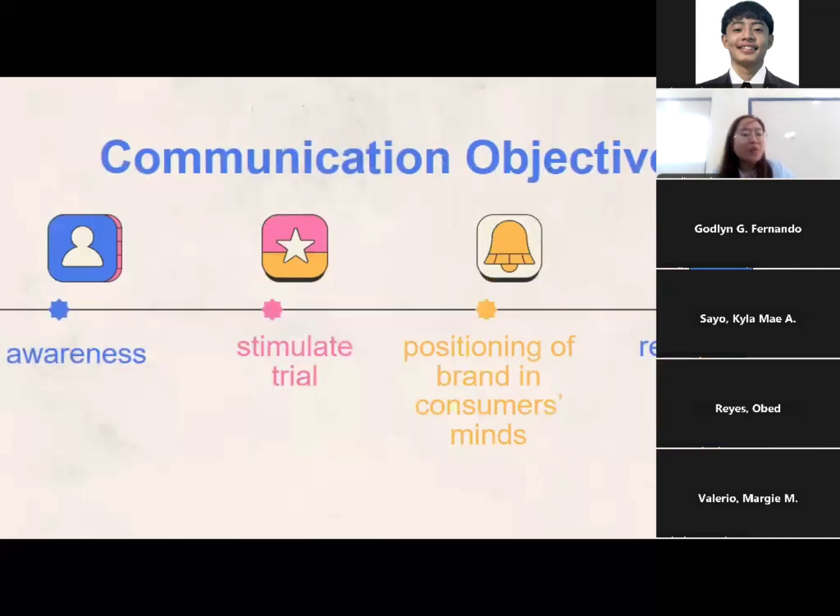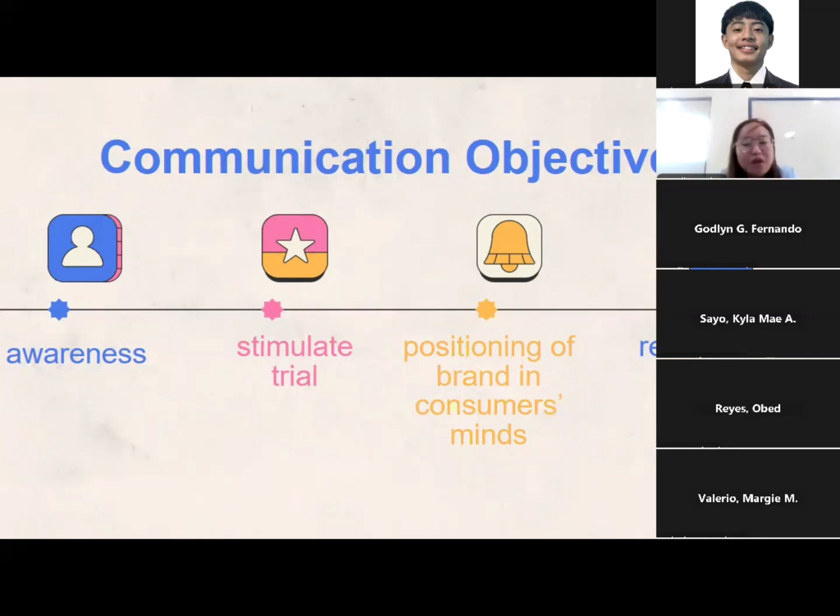So continuing with our discussion, let's talk about awareness. This is when you make people aware of your product, getting people to know about a brand or product. You can also stimulate trial, for example, encourage people to try a new product for the first time. Or we can do positioning, wherein you're shaping how people perceive the brand or the product in their minds. What about remind and reinforce? Keeping the brand top of mind and strengthening its presence.